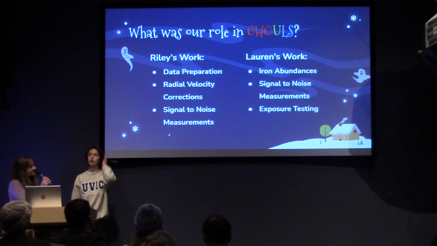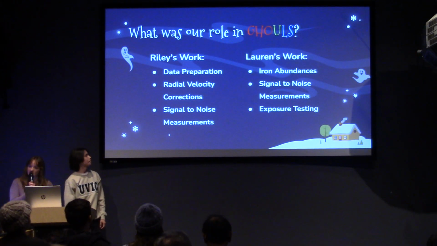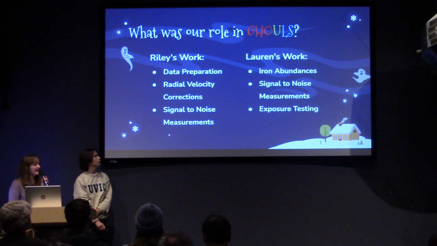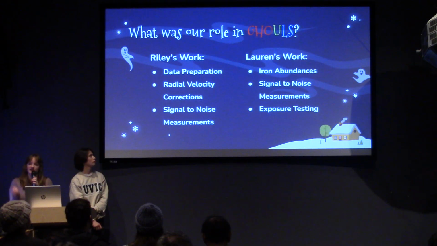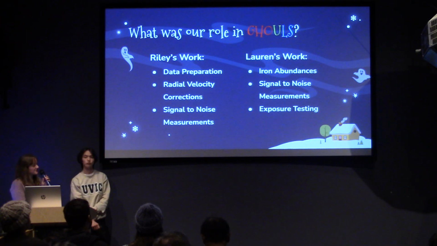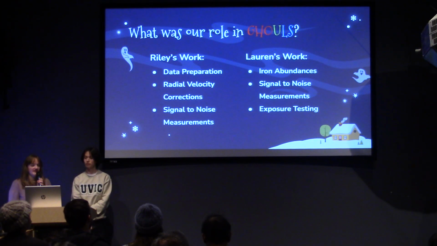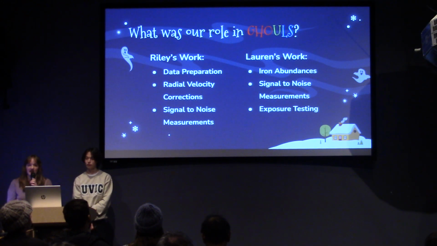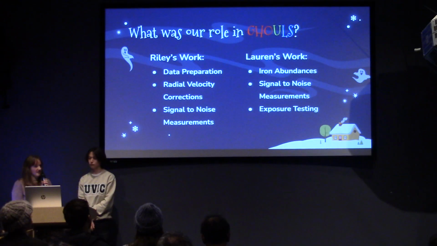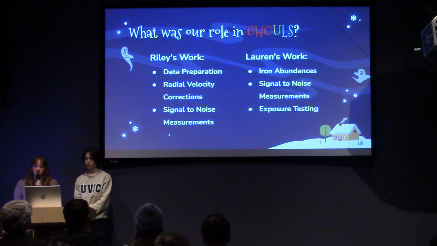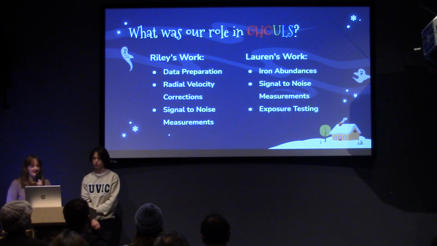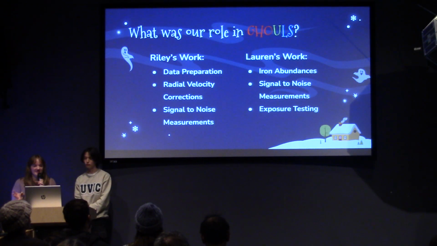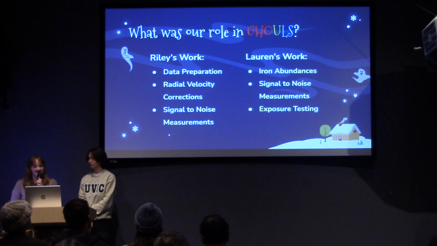And then my work over here, I was taking the spectra of the stars, and I was first measuring the iron abundance, so how much iron is in the stars. I was also doing the signal-to-noise measurements, and then at the very end, we decided to do a little test to figure out how many exposures we want on the star, what's the optimized value. So we did all that work over the summer, and I think we're going to go through in detail and discuss what the results were.